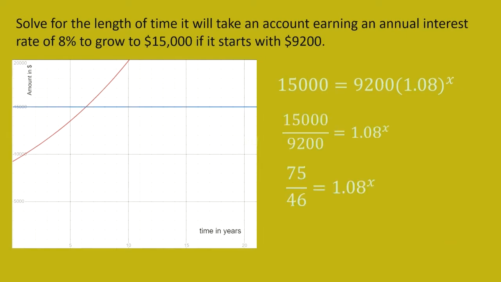As in solving many equations, we're trying to undo all the arithmetic to get at the variable, so we want to work from the outside in. So the most outside operation is multiplying by 9,200. The inverse of multiplying is division, so I'm going to divide both sides by 9,200, and that fraction reduces to 75 over 46. So 75 over 46 is then equal to my base of 1.08 to the x.